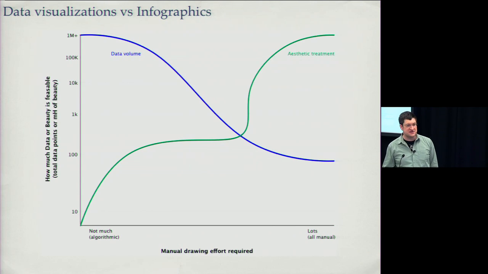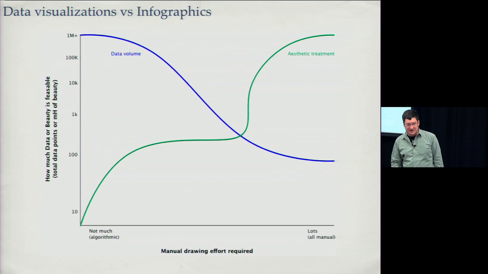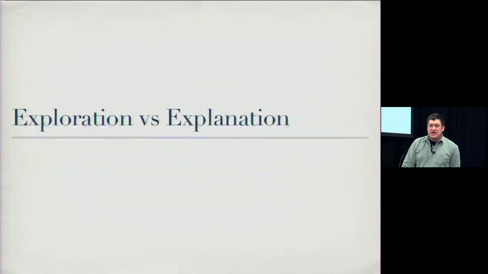The rigorous people in the audience will be thinking, you can't combine axes like that. You can't put beauty and data on the same axis. So the units on the beauty there are millihellens, which is to say the amount of beauty required to launch one ship. Classics majors in the audience are laughing now.